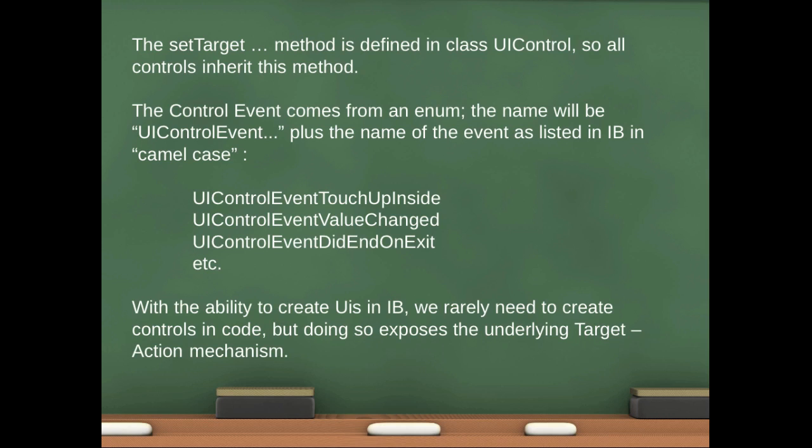So it's always UI control event and then the actual event crammed together without spaces in camel case. Now, in all fairness, with the ability that we have to create user interfaces in Interface Builder, we very rarely need to create controls in code, but when we do so, we can see the underlying target action mechanism that even exists when we create using a storyboard or a nib file.